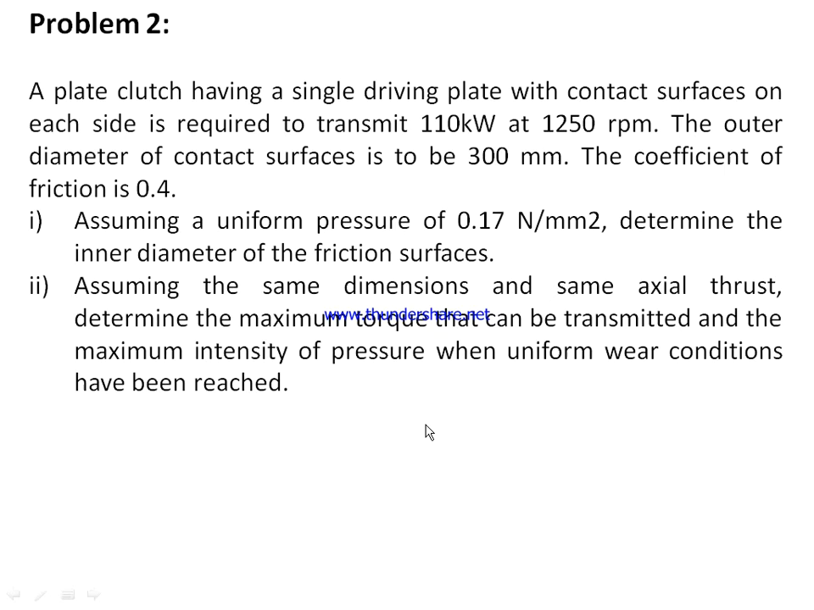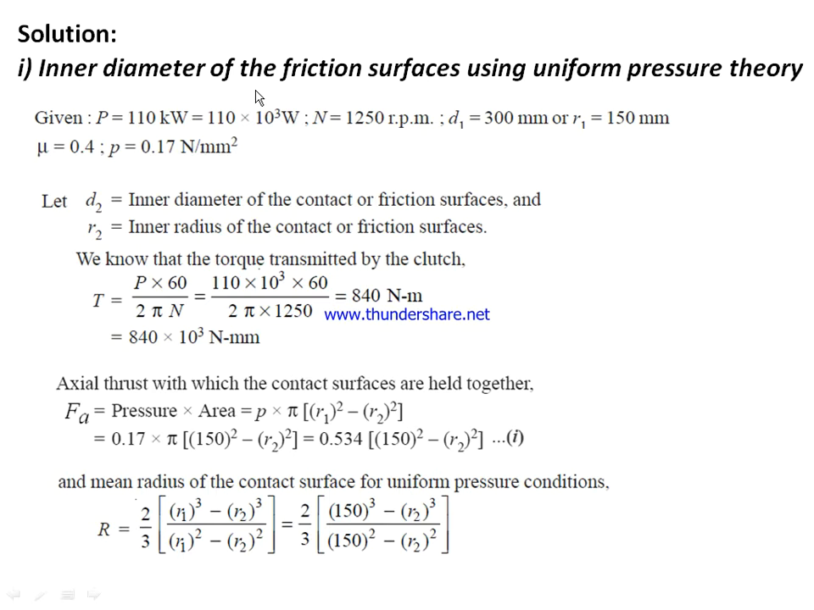Now, first of all, we will determine the inner diameter of the friction surface using uniform pressure theory. What is given is power to be transmitted is 110 kW. Then speed of the shaft is 1250 rpm. One of the diameters is 300 mm, that is radius is 150 mm, coefficient of friction is 0.4 and P is 0.17 Newton per millimeter square. Let D2 be the inner diameter of the contact on the friction surfaces, and R2 the corresponding inner radius of the contact on the friction surfaces.